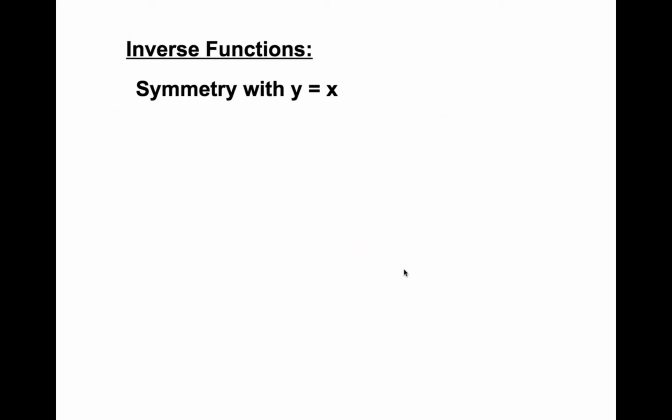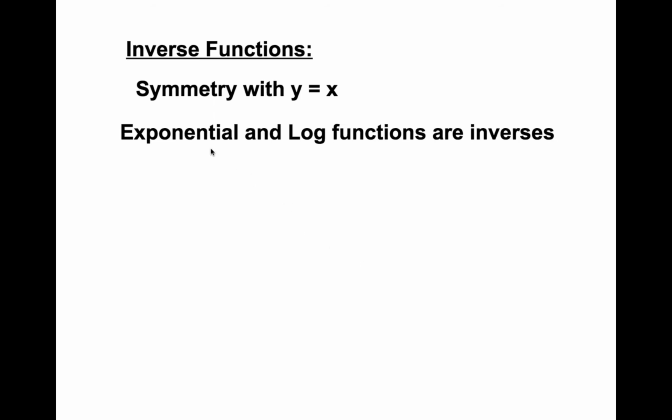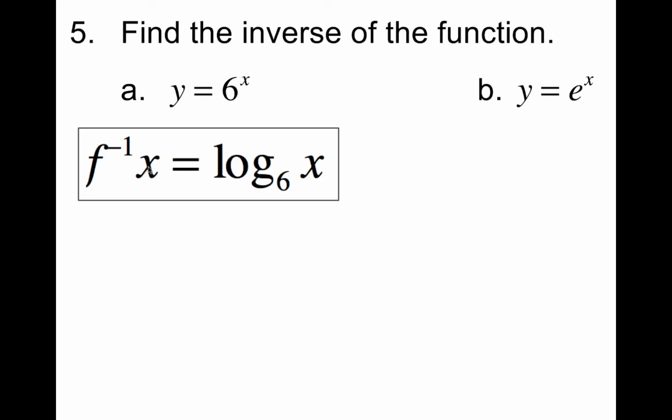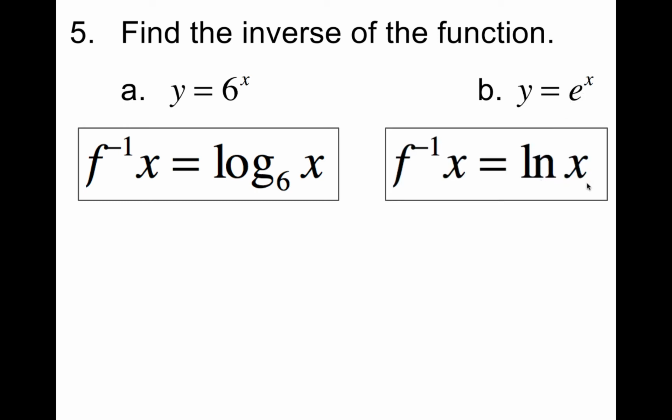Inverse functions, remember that they have symmetry with y equals x, which is the diagonal line. It ends up that exponential and log functions are inverses of each other. So we're going to use that fact in these problems. So since this is exponential and we're trying to find the inverse, we're going to convert this to a log. So the inverse is f to the negative 1 of x equals log base 6 of x. For this one, it's f to the negative 1 of x equals, this will be log base e, which is the natural log of x.